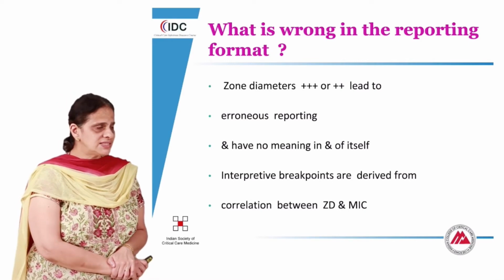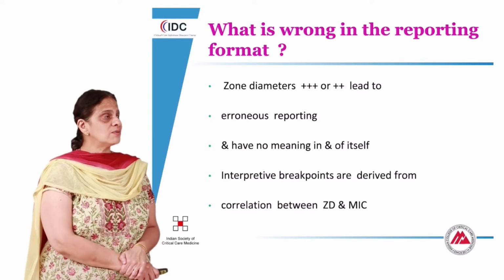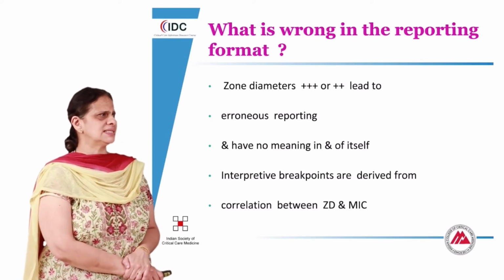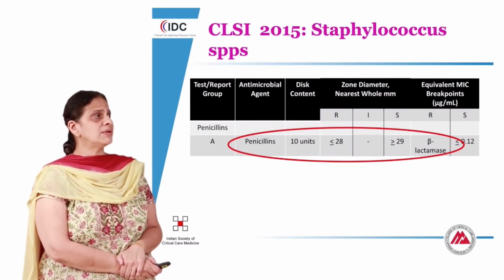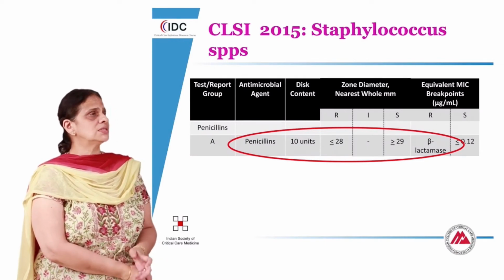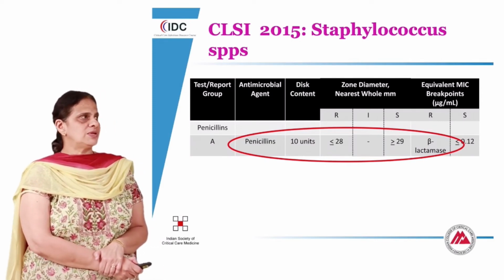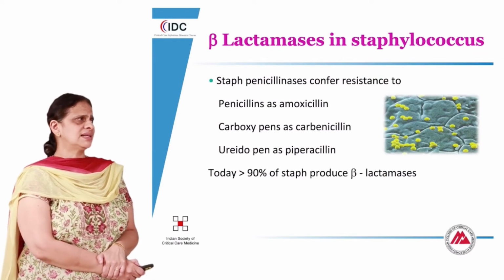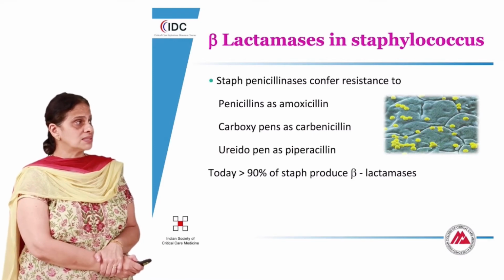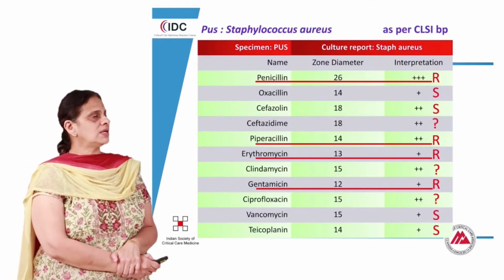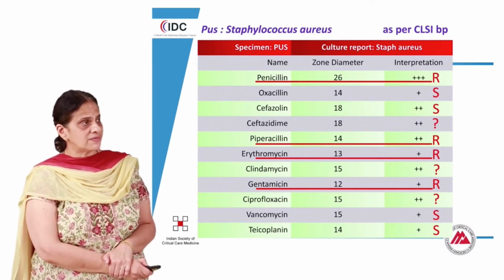I've just been talking to you all this time about interpretive breakpoints that are derived from correlation between zone diameters and MICs. And look at this, the CLSI guidelines for staph show you that penicillin at a zone diameter of 28, that is almost 3 centimeters, is resistant. So if you were to go with 3 pluses, it would be wrong. And today 90 to 95% of staph are producing penicillinases that confer resistance to amoxicillin and even piperacillin. So in that report, of course, penicillin, piperacillin, erythromycin, once you plug in the interpretive criteria, is resistant, and of course Genta.